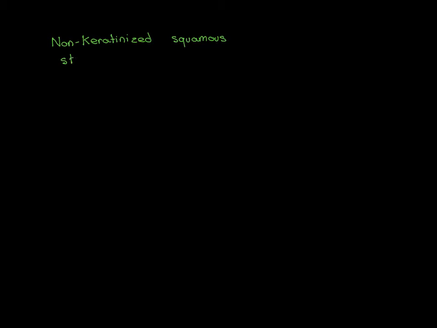So non-keratinized, squamous, stratified. Stratified we've already been over. That means that it's going to be multiple layered. It's going to have multiple different layers of cells, and then epithelium. Okay, so this is the type of epithelium we now want to discuss, non-keratinized, squamous, stratified epithelium. Now, just a little point early on. We're going to have multiple layers of cells because it's a stratified epithelium.